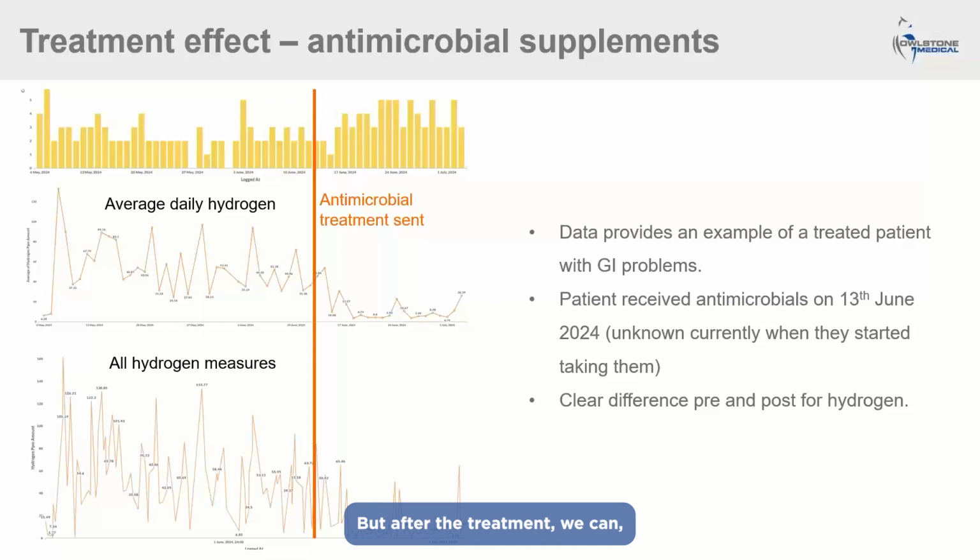But after the treatment, which in this particular case was a bespoke antimicrobial treatment sent to this individual, you can see that the average hydrogen dropped down substantially. And this is potentially even more interesting when you look at all the hydrogen measurements, because you can see this kind of natural daily spike pattern happening even after the pronounced shift after treatment. And in this case, for example, a single point HMBT could potentially give the clinician the wrong picture, and an analysis of several measurements clearly indicates that the disease has resolved.